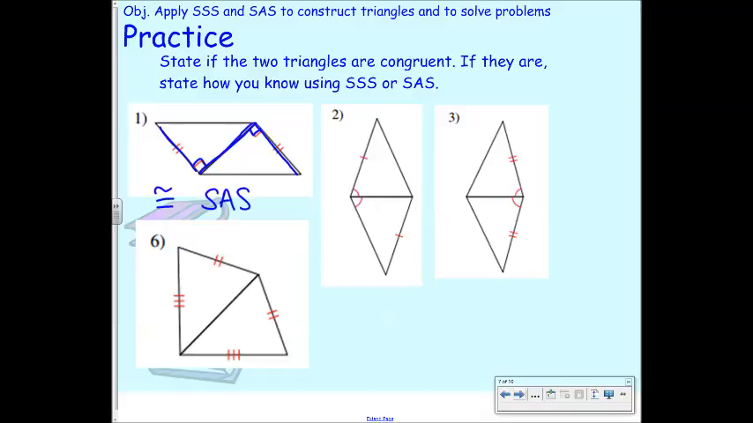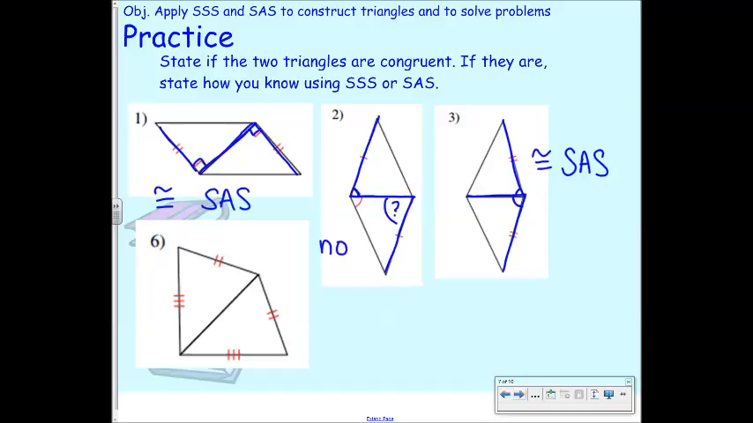In number 2, I've got this shared side, and I've got this side and this side. Up top, I've got an included angle. But here in the bottom triangle, I don't have the included angle. I would need this one over here. And I don't have that, so no, I cannot say that those are congruent. In number 3, I've got the shared side, this side up here, and this side down here, and the included angle in both, which means yes, they are congruent, and I use that SAS postulate to prove that.